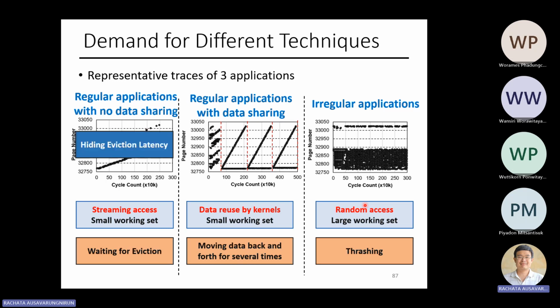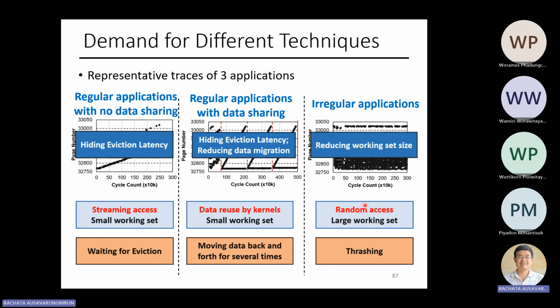For the first type, we just need to hide eviction latency. The idea is, well, I know I'm done with this data, kick it out of the GPU, so I have room to bring in new data. And that's it, right? The second type, I need to do the same thing as the first type, but also need to reduce data migration. And the last type, I need to reduce the working set. I need to make sure they touch fewer unique addresses.